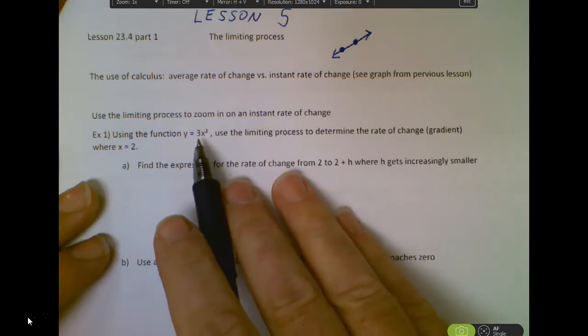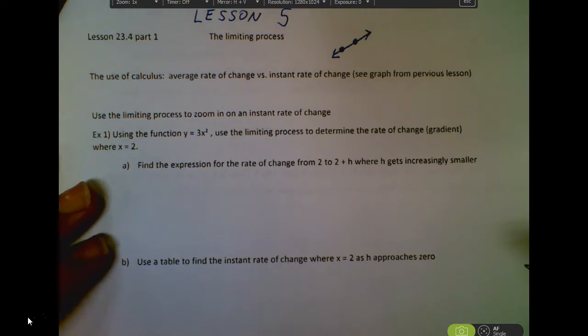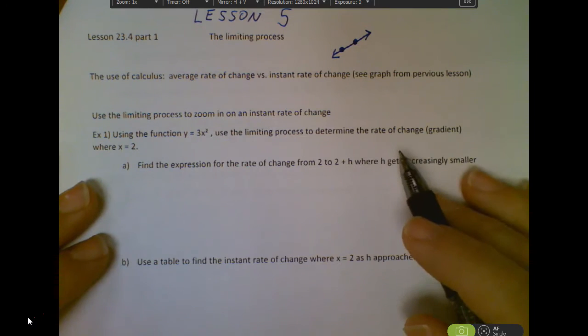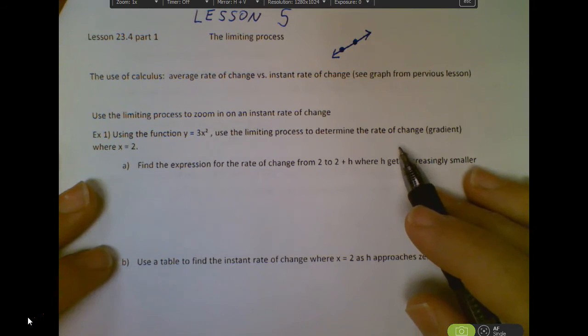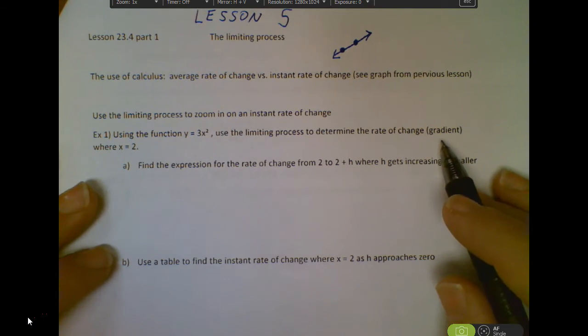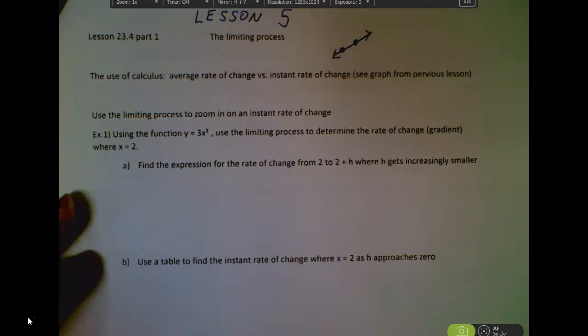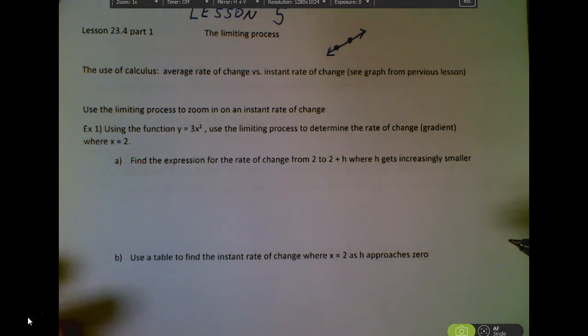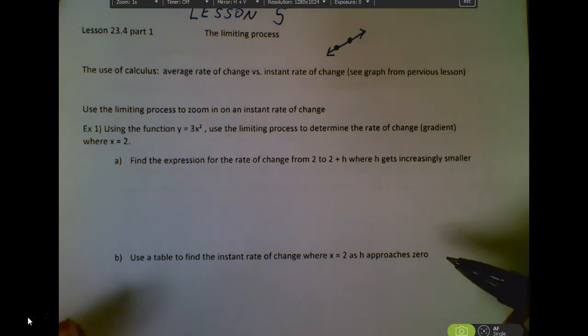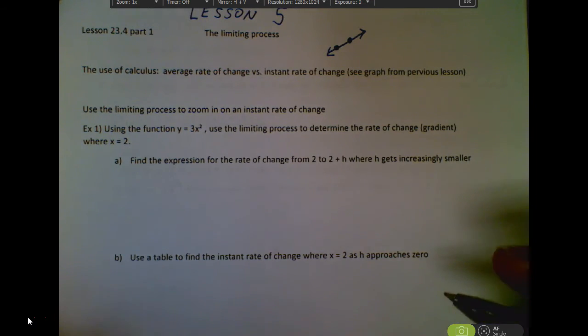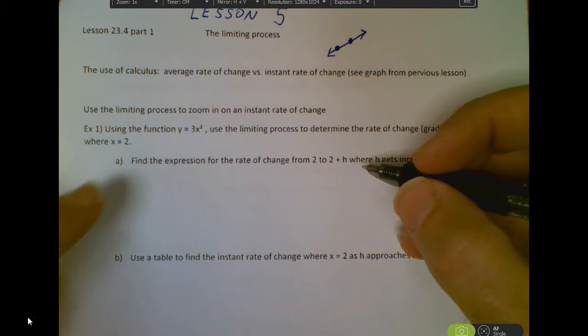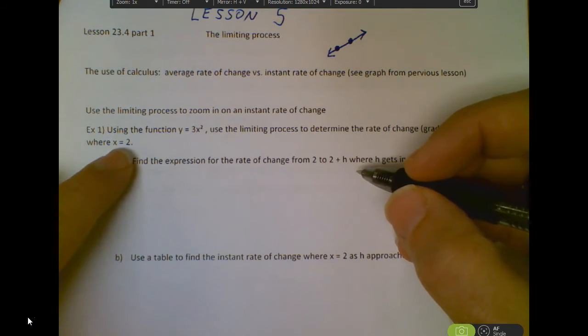Okay, so here's the function we're going to be using for our first example, 3x squared. We're going to use what we call the limiting process in order to get a rate of change, also known as a gradient, also known as a slope, at a single point on the graph. As you were just seeing on the last graph, I'm going to be using 2 points, but I'm going to be zooming in on, or getting closer and closer to, the point that I want.